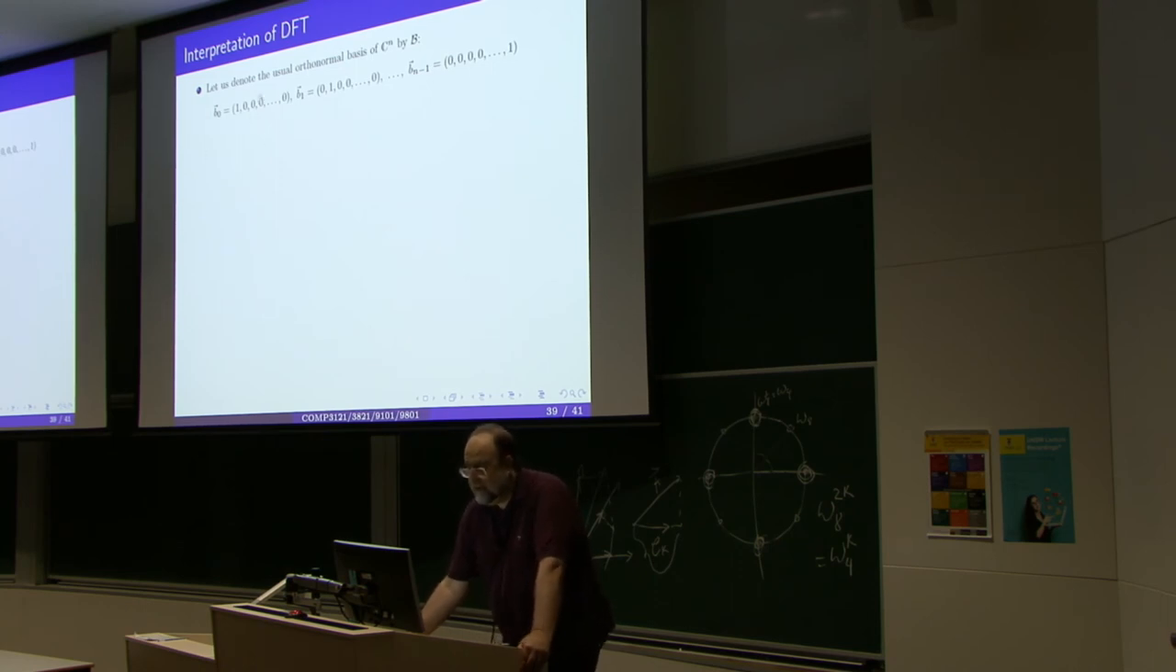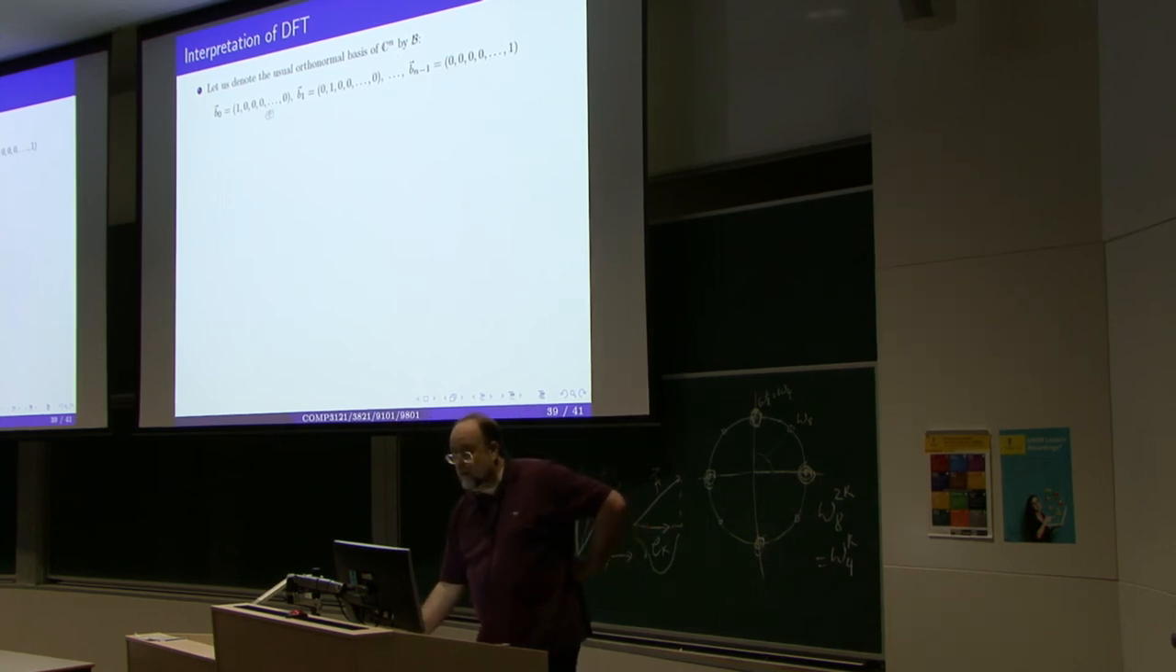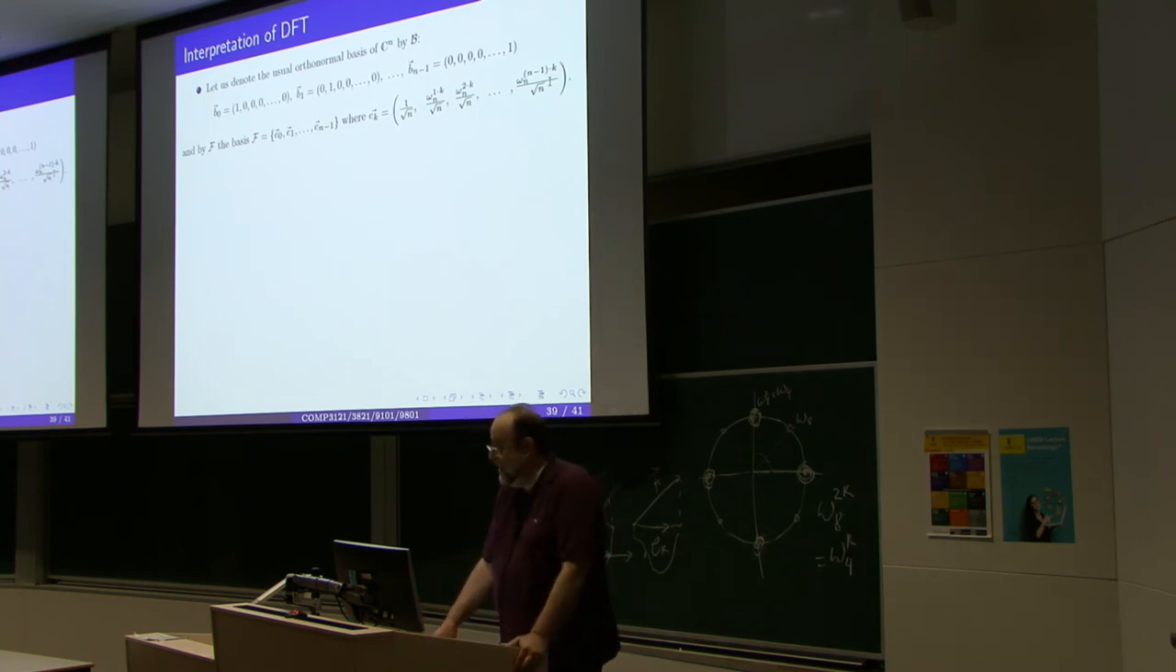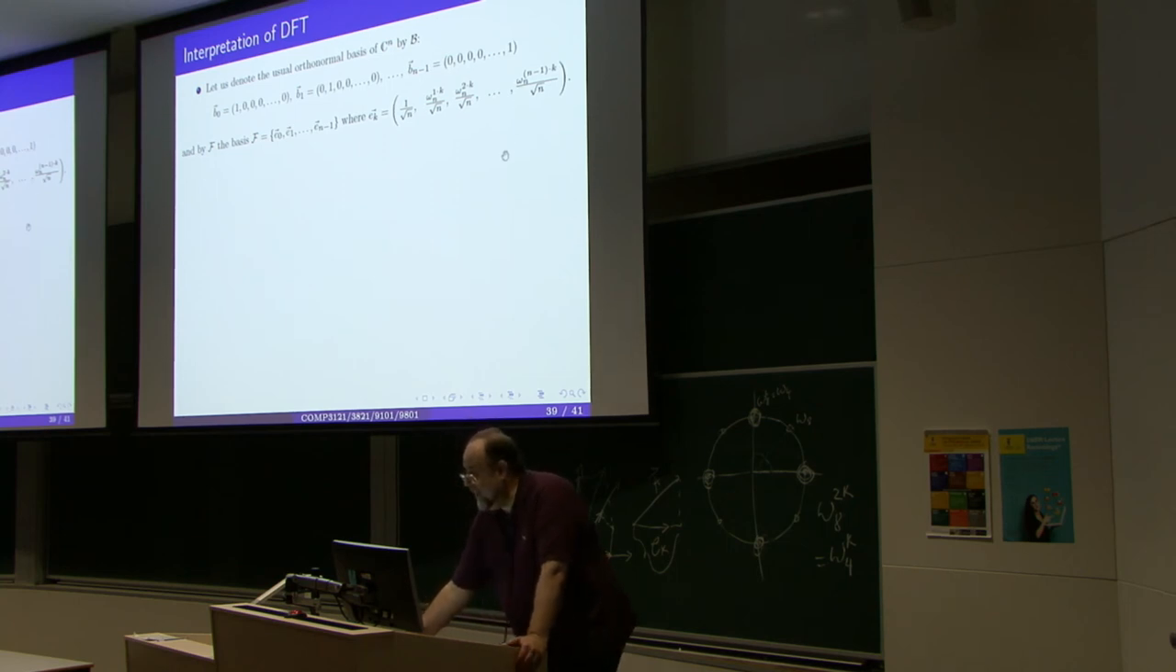So just to recap, we consider two bases of C to the n, the vector space of complex n-tuples. One is your usual basis. And the other basis consists of these powers of the roots of unity. Now one might wonder why one would bother to use such a complicated basis if we have a much simpler one. But the reason is quite deep, and you will see it in a moment.